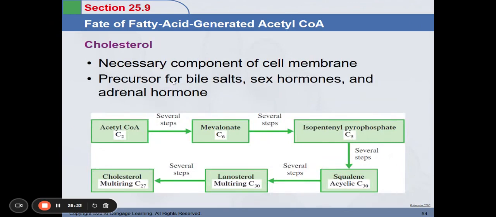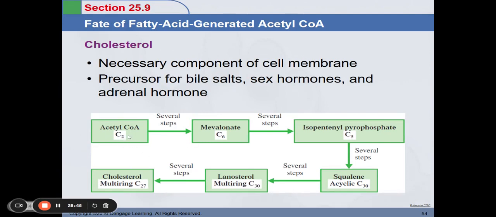Okay. Now we have cholesterol, which is a necessary component of your cell membrane, no? Cholesterol has a lot of use, no? These are precursors of our bile salts, sex hormones, and adrenal hormones. So, this starts the cholesterol fate of the fatty acid generated acetyl-CoA, which has several steps.